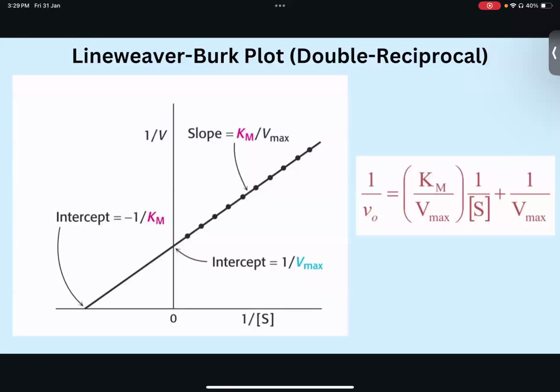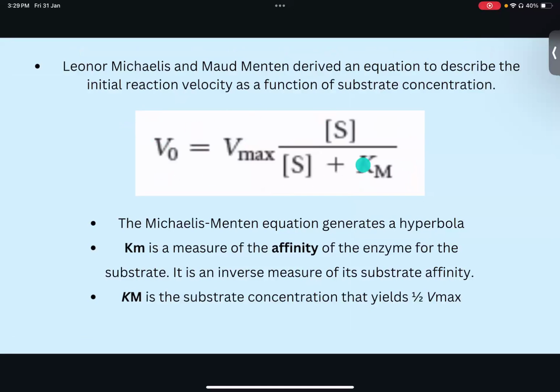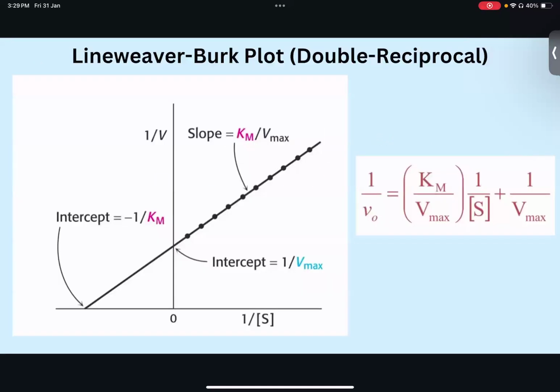Now we're going to talk about the Lineweaver-Burk plot, where they took the reciprocal of the equation and generated this equation. 1 over V0, the initial velocity, is on the y-axis, and Km over Vmax is the slope. 1 over S is the x-axis, and 1 over Vmax is the y-intercept. 1 over Km is the x-intercept.